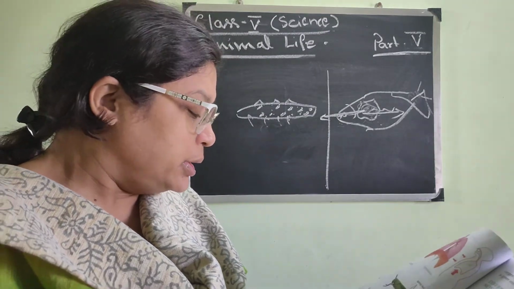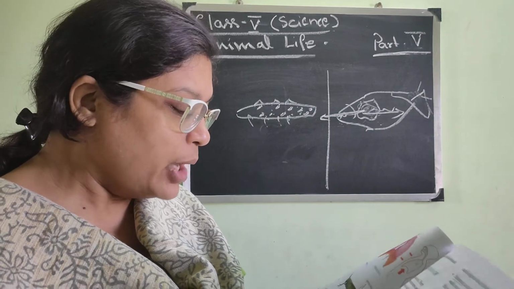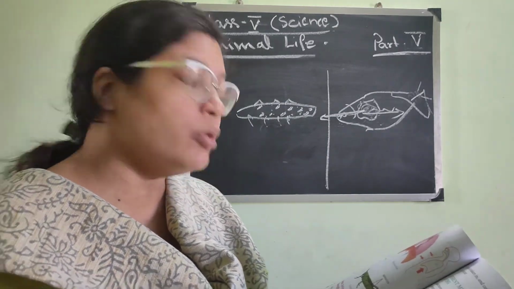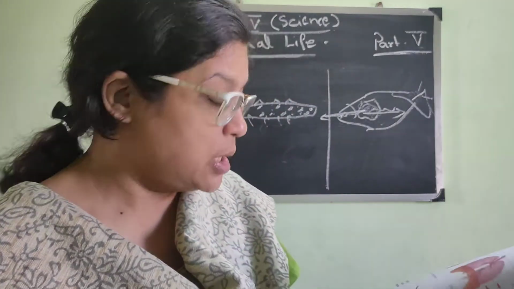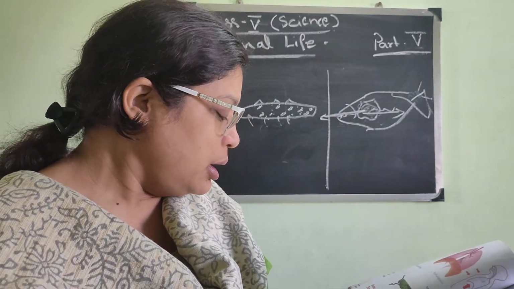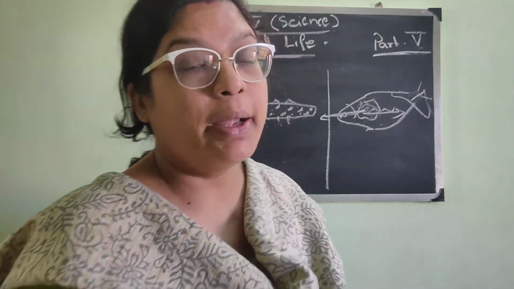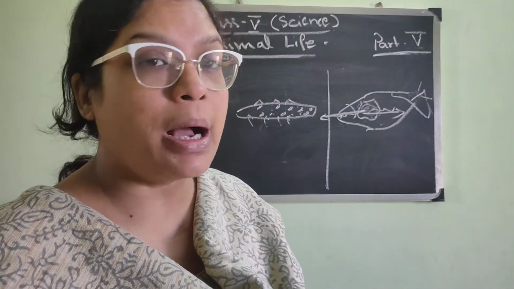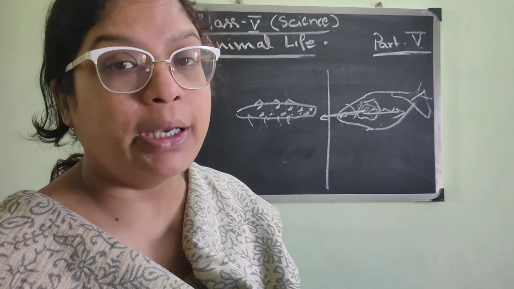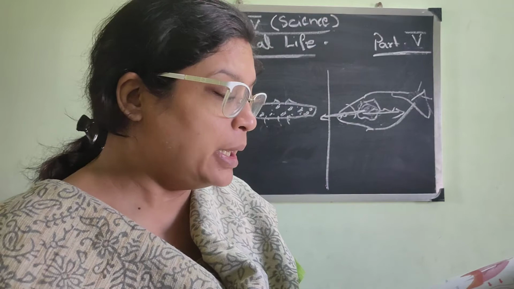Okay, so we have learned about lungs, we have learned about moist skin, we have learned about the spiracles of insects, and finally we have learned about gills. So we have learned 4 different breathing parts of animals and 4 different types of breathing, through which they breathe in and out.